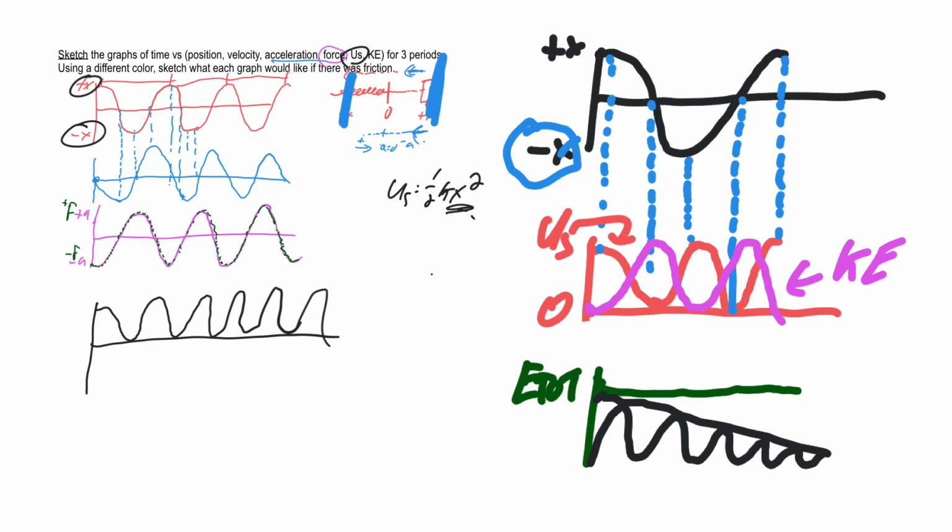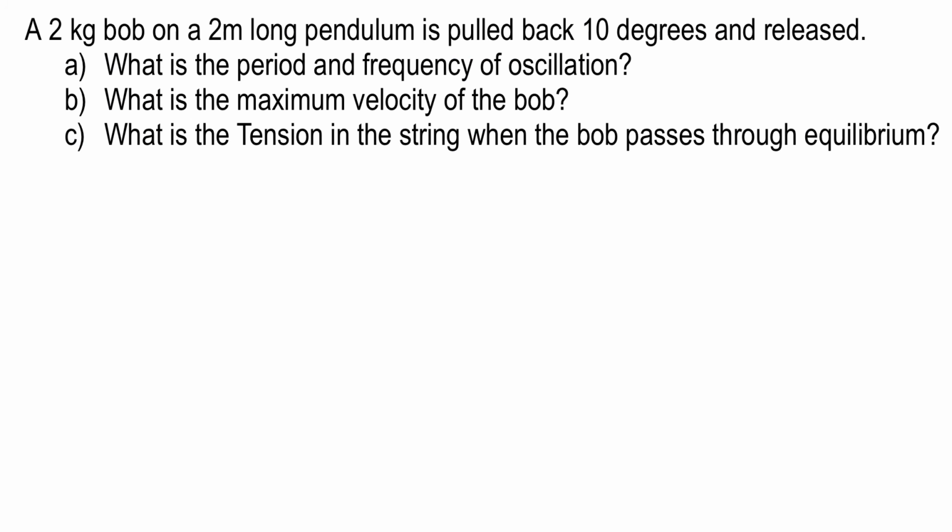All right, let's move on to the next one. All right, this is the final question. So we have our pendulum bob, 2 kilograms. We're bringing it back 10 degrees. It's obviously not to scale. We're going to release it. We're going to find some things.